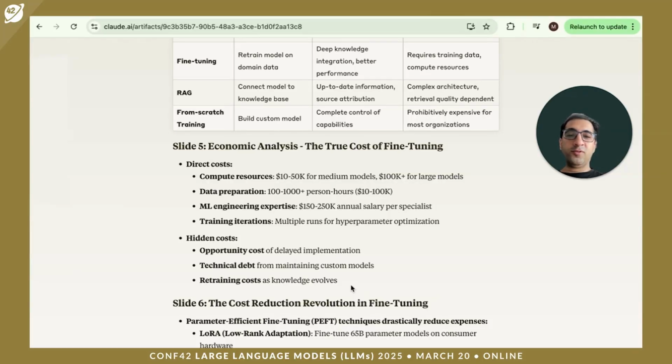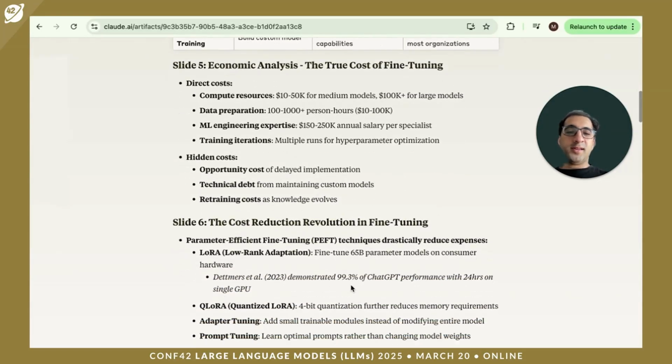But if your use case is one where you want your model to be an expert in a really niche domain, and you have your own private data on that domain as well, then fine tuning is the way to go. And then the benefits will be way more than the cost and everything.